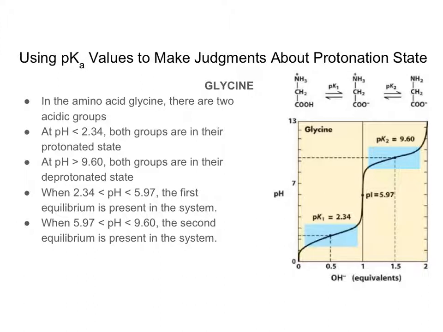Okay. Now this guy here, we can use pKa values to make judgments about the protonation state of a multiprotonated acid. So glycine is an amino acid. It's a fun amino acid. It's useful for a lot of things in the body, like glycing things. Like this is not a ribosome problem. It's a glycine problem.